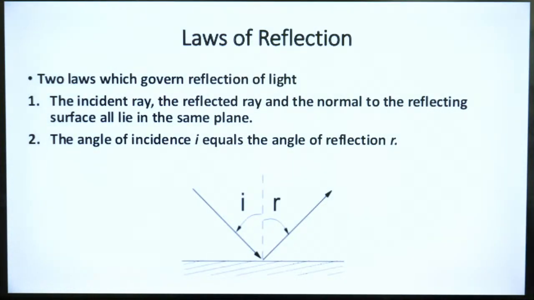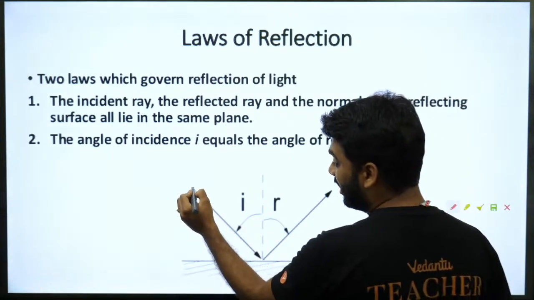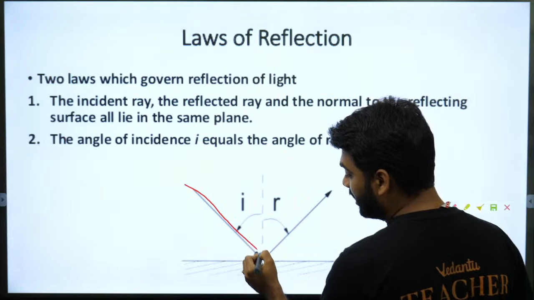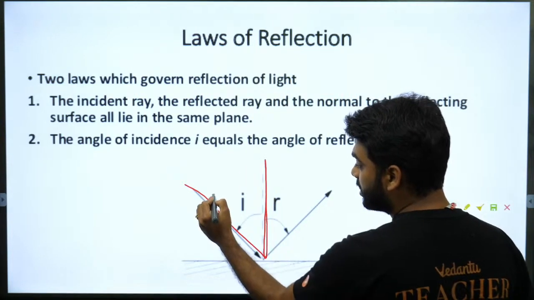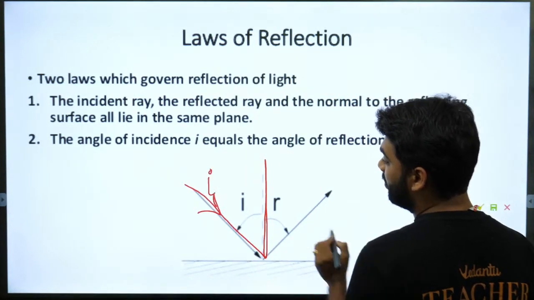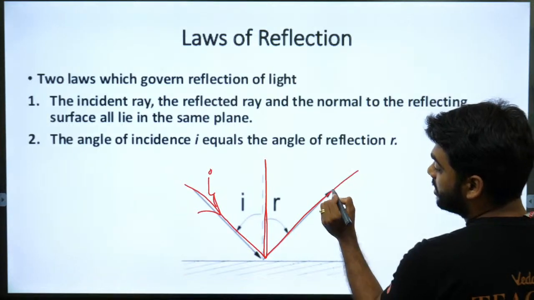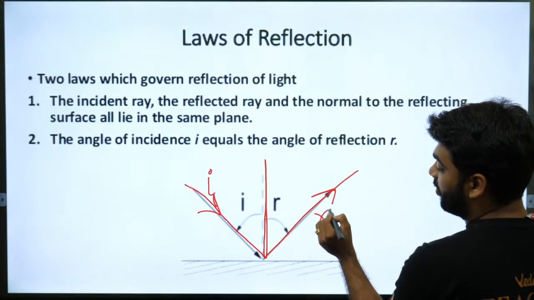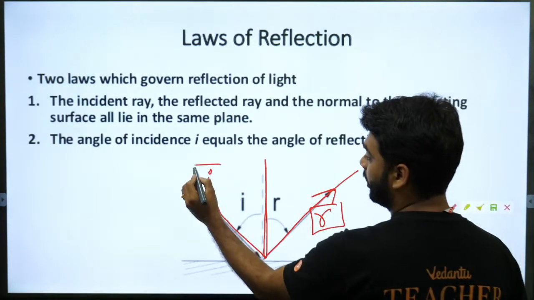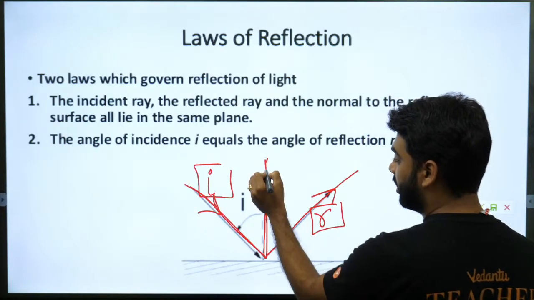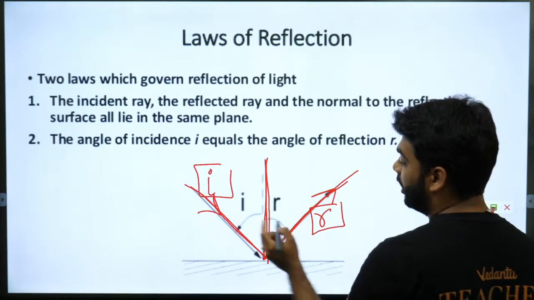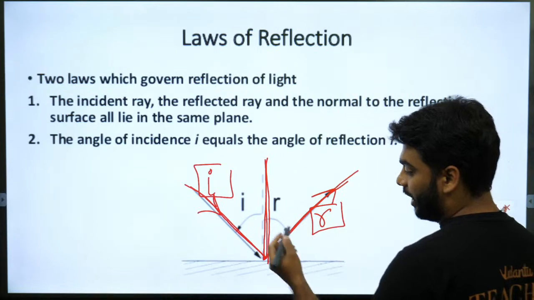Incident ray, reflected ray and the normal ray. Which is the incident ray? The ray which is making the incidence angle. This is the incident ray. It will always be marked with an I. This is the reflected ray. It will always be marked with an R. The incident ray, the reflected ray and the normal all lie in the same plane.